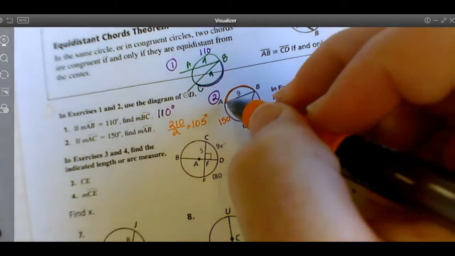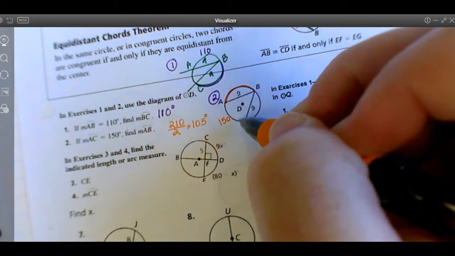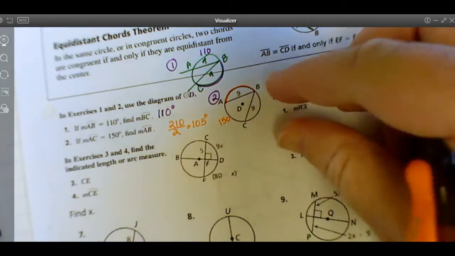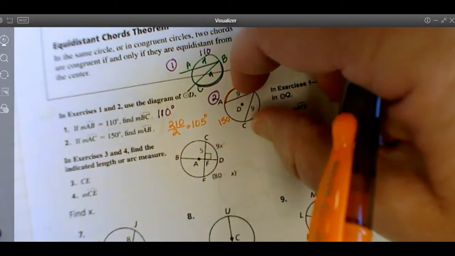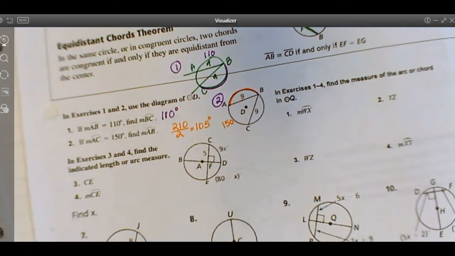See, the whole thing was 360. This part was 150. So if I subtract 360 and 150, I get 210. 210 are these two parts together. I know that the two parts are the same, so if I divide them by 2, I get those two parts separately.